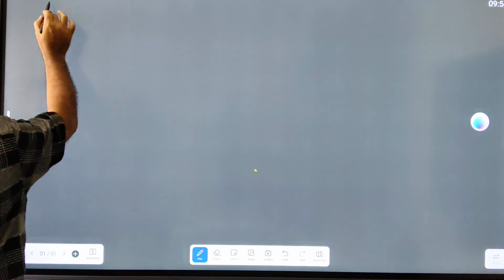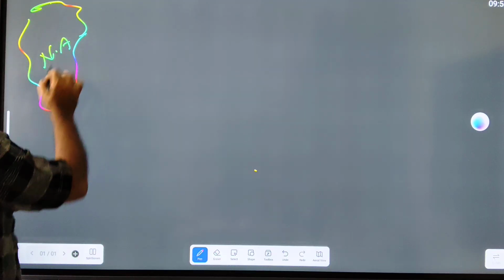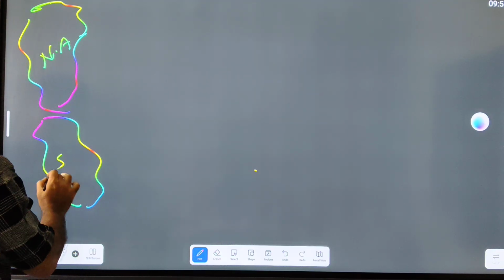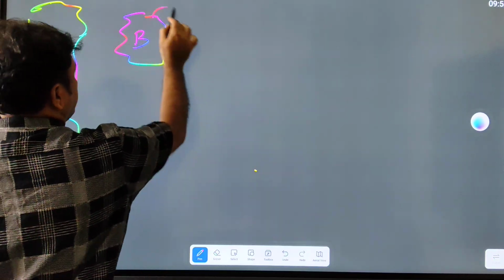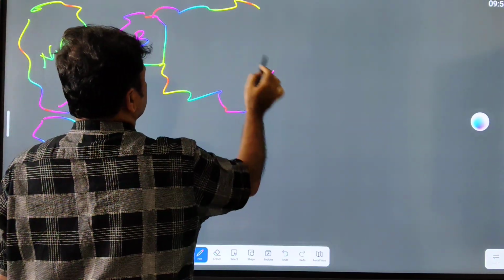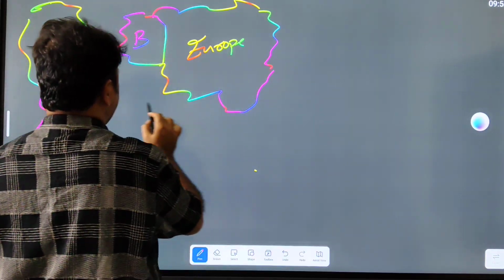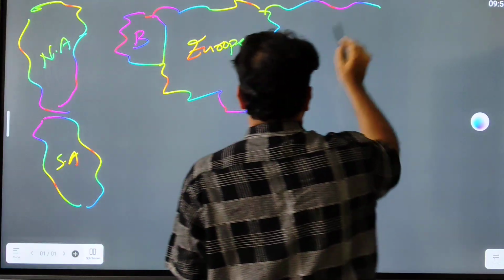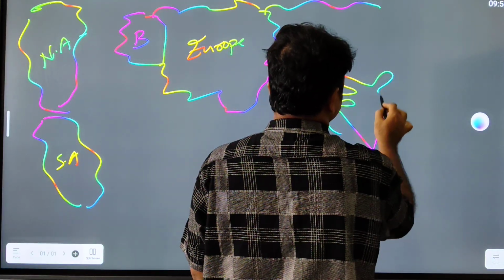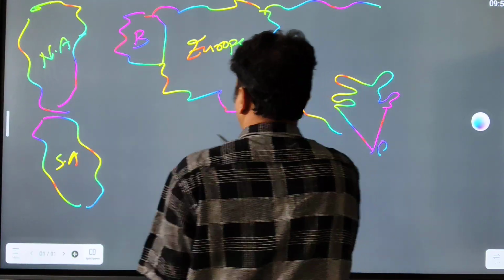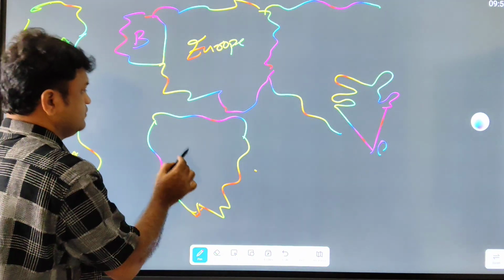So this is, let us say, North America. This is South America. And this is, let us say, Britain, and we have Europe. Here we have Asia. Here is India. And this is Sri Lanka. And this is Africa.